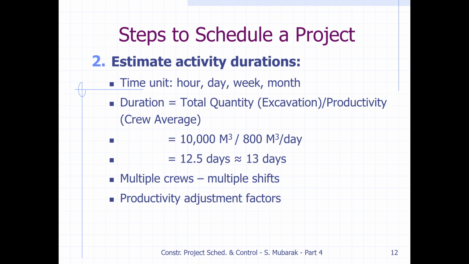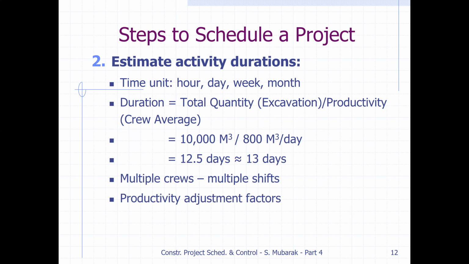But duration is also dependent on whether we are working with multiple crews. One duration is for one crew; if we work with two crews, the labor force is more. Or if we work in one shift of 8 hours per day, or two shifts, or around the clock, 24 hours a day, then the duration will be reduced. This is how we calculate the duration of an activity. We can also make a productivity adjustment with factors.